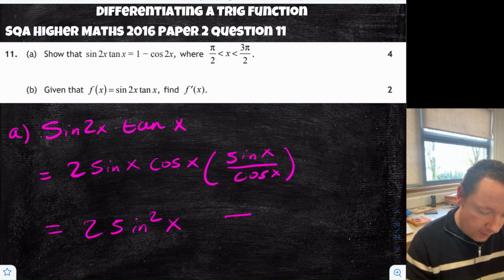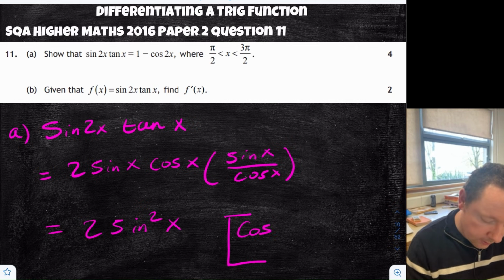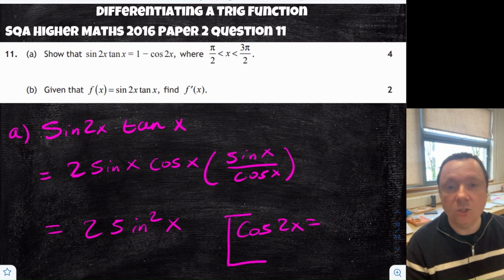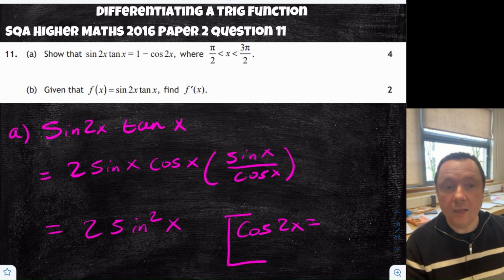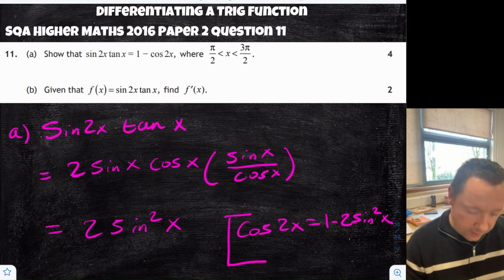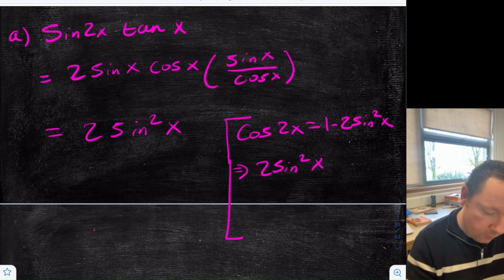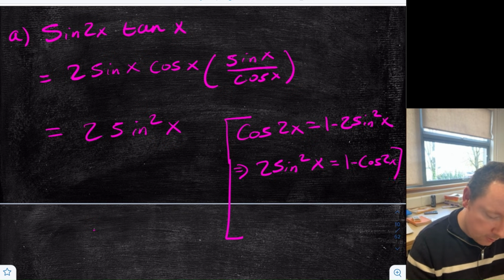So then, as an aside, remember we've got a cos 2x on the right hand side. Well, cos 2x, using the expansion with sine squared x in it, is 1 minus 2 sine squared x. So we can rearrange that to get what sine squared x is. That means that 2 sine squared x, move it over to the right, equals 1 minus cos 2x, as required.